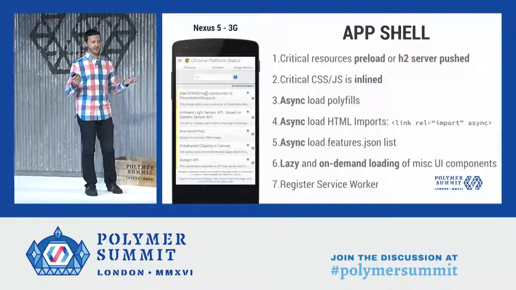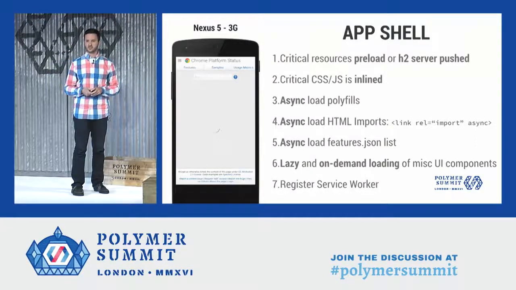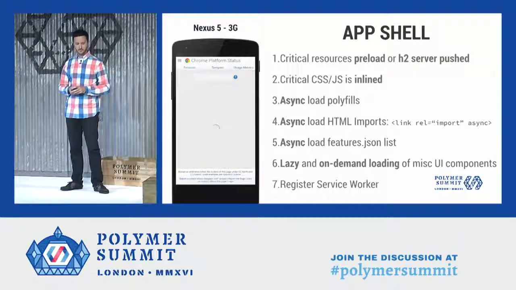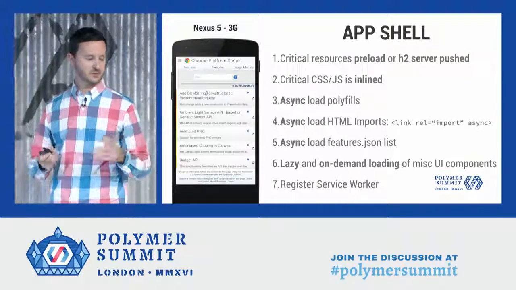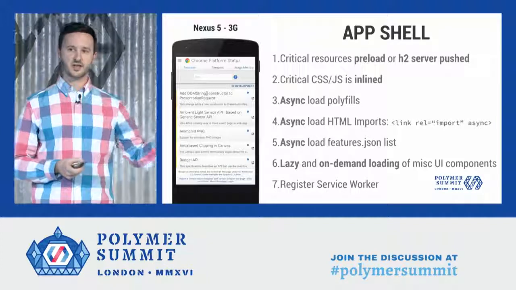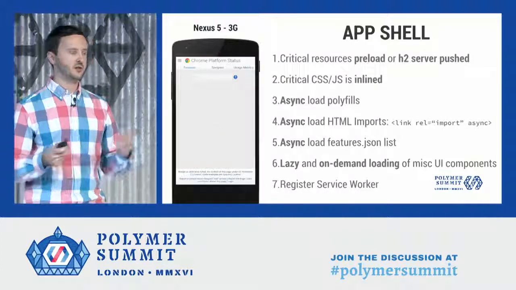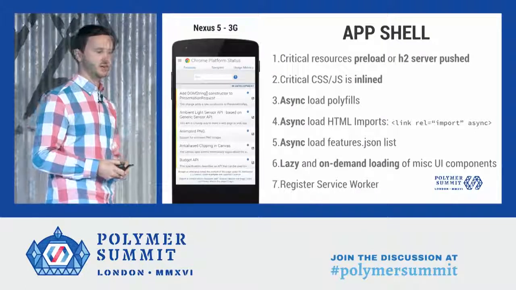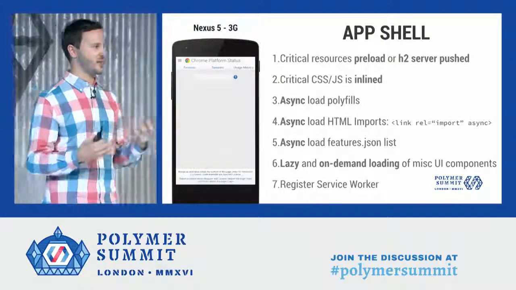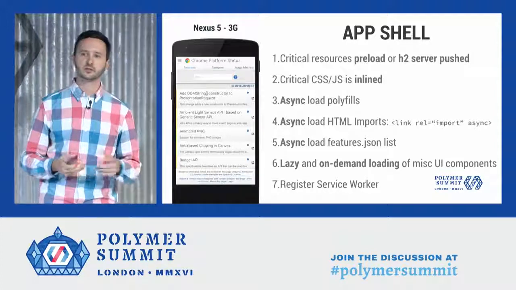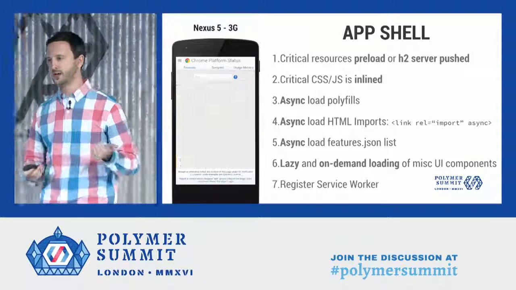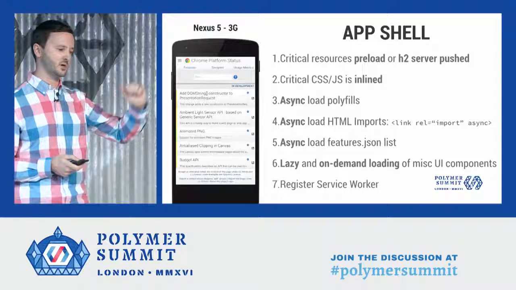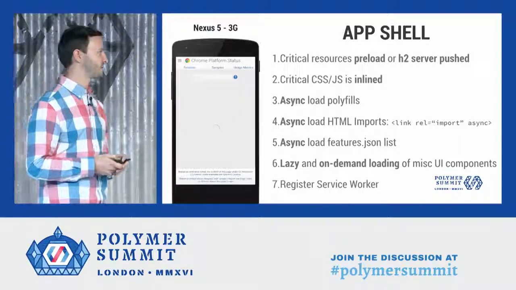I decided to inline small amounts of JavaScript and CSS because it really didn't make sense to make those extra requests. It's a very small payload, so we just put those directly in the page using server templates. And then async down the board, so async loading polyfills, async loading imports so we don't block the rendering of the page, async loading that features list. So there's a lot of stuff we have to manage asynchronously, and that's basically just using promises. So big fan of promises to manage all that asynchronous behavior. And then things like service worker gets us fast first paint.